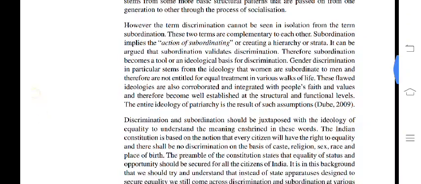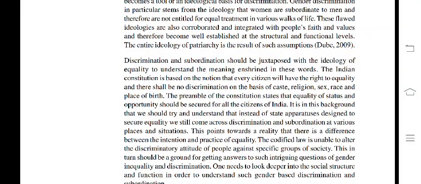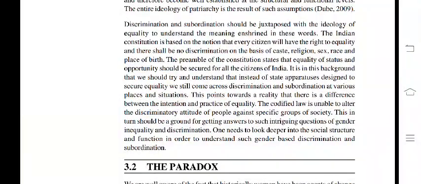Discrimination and subordination should be juxtaposed with the ideology of equality to understand the meaning enshrined in these words. The Indian Constitution is based on the notion that every citizen will have the right to equality and there shall be no discrimination on the basis of caste, religion, sex, race and place of birth. The preamble of the Constitution states that equality of status and opportunity should be secured for all the citizens of India.